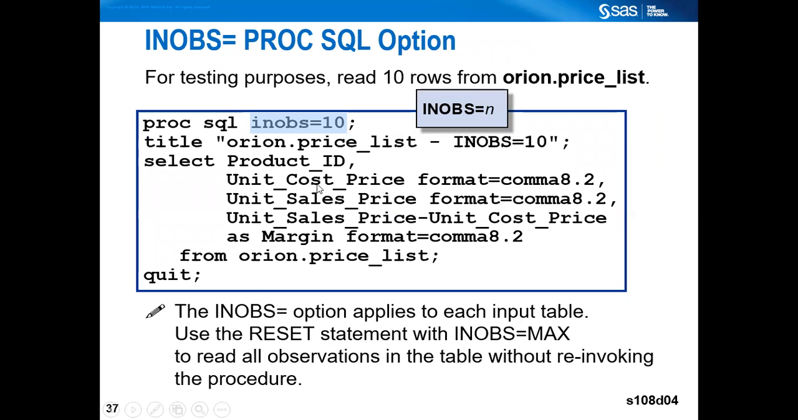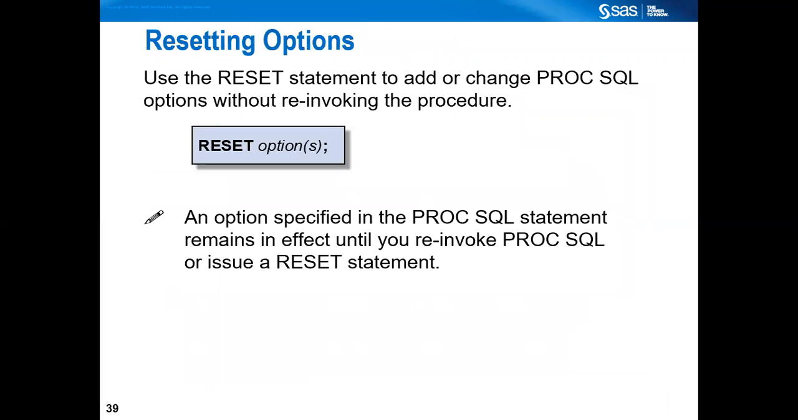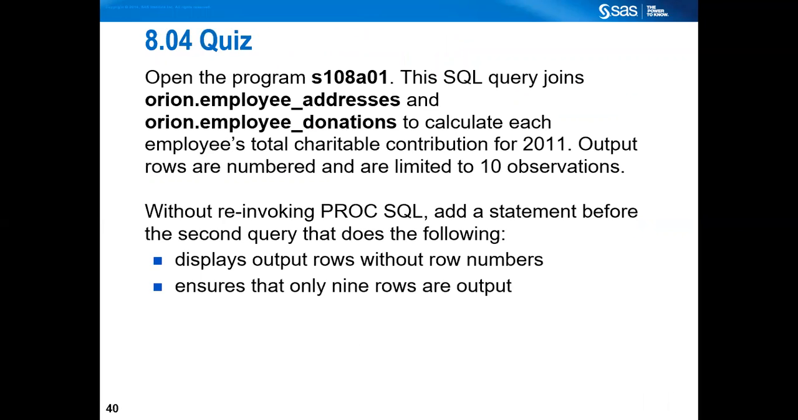So we saw this example of INOBS. It applies to each input table. Use the RESET statement with INOBS equal to MAX to read all observations in the table without re-invoking the procedure. In case you are writing the next select clause in the same PROC SQL, see to it that you reset this option using INOBS equal to MAX. So this is with 10 rows. What is the RESET statement, are you aware of it? We have already seen this earlier.